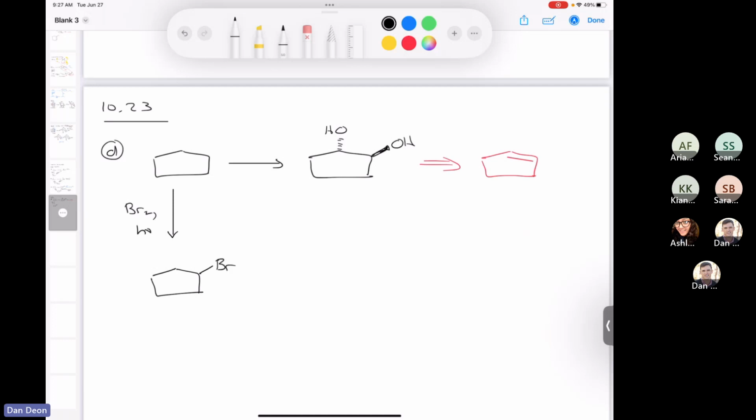And now we have a secondary alkyl halide. If we want to prevent substitution and only get elimination, we're going to use a non-nucleophilic base. So we could use a hindered base. You could use DBU or DBN, or you could use potassium t-butoxide, which students really like. And that would work completely. So that would give us cyclopentene.